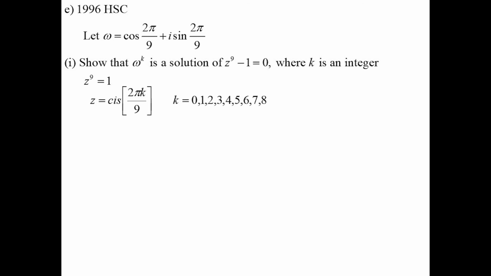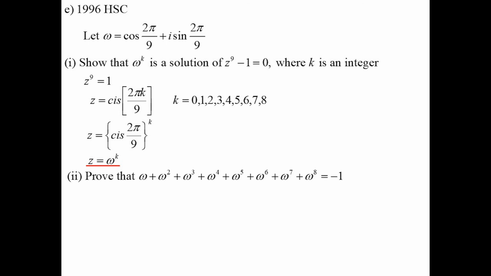And k will equal 0, 1, 2, 3, 4, 5, 6, 7, 8. So we have cis 2 pi on 9 to the power of k, which is the one they told me is omega. And look what we got. It's z equals omega to the power of k, where k is 0, 1, 2, 3, 4, 5, 7, 8. In other words, where k is an integer.